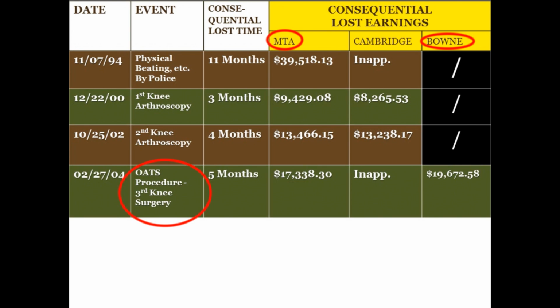And the reason they used that on James Brown is because the two arthroscopies had failed. The injury to his knee was too severe to be healed by an arthroscopy. So they had to turn to something that was more complicated, and they felt would give him more of a likelihood of success, and that was the OATS procedure. But unfortunately, he was out for the OATS procedure for a longer time than he was out for the arthroscopy. He was out for a period of 5 months, and you see the two amounts of lost earnings, one for each employer.